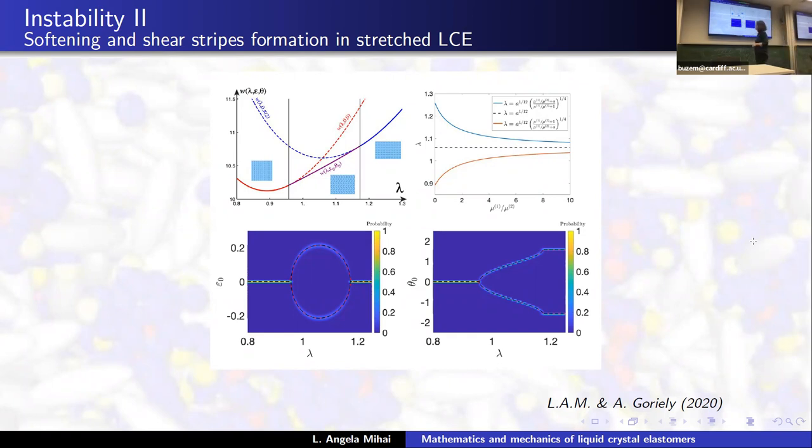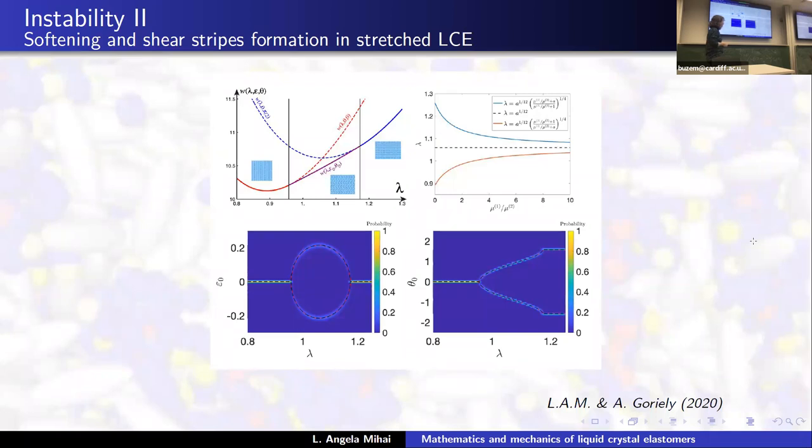And what we have here is the plotting of the functions. So there is a minimum. Originally, the minimum is attained when the nematic elastomer remains as it was, perpendicular to the applied force. In the end, the minimum is attained when the nematic director has fully aligned with the force. But in the middle, the minimum is attained for this alternating shear striping pattern.